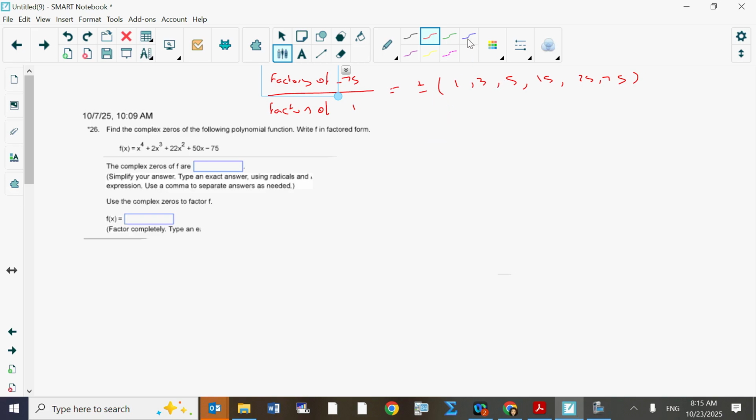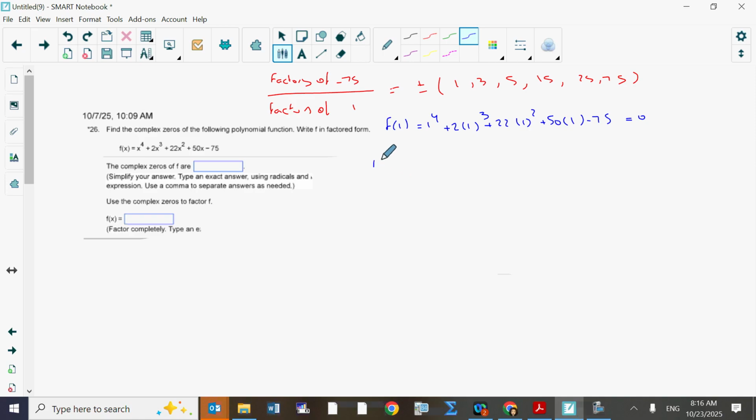Now I'm going to check to see if these are really zeros of the function or not. So I'm going to try with 1. F of 1 will be 1 to the power of 4 plus 2 times 1 to the power of 3 plus 22 times 1 squared plus 50 times 1 minus 75. And when you calculate, it's going to be equal to 0. So this time we're lucky that the first number we tried is a zero of the function.